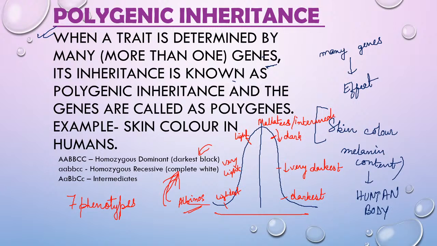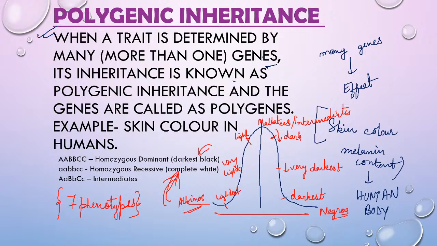Mulattoes are the intermediates, and when we find the intermediate color, it will be known as the mulattoes, and the completely white will be known as the albinos. And the totally dark are known as the negroes. So guys, we can find a total of 7 phenotypes, 7 types of skin color in the human body.